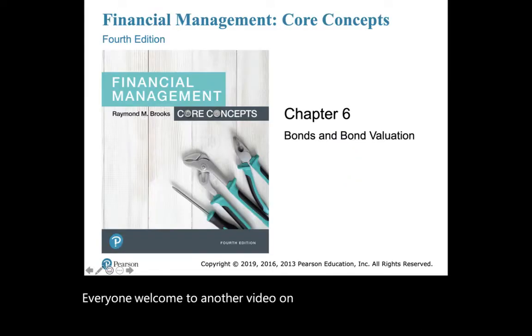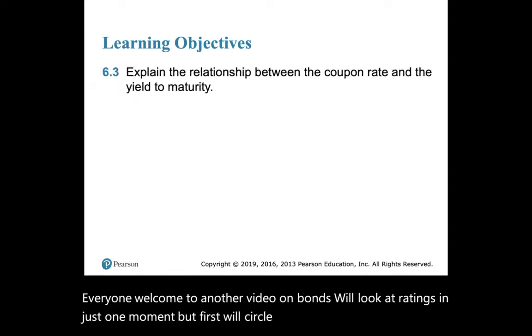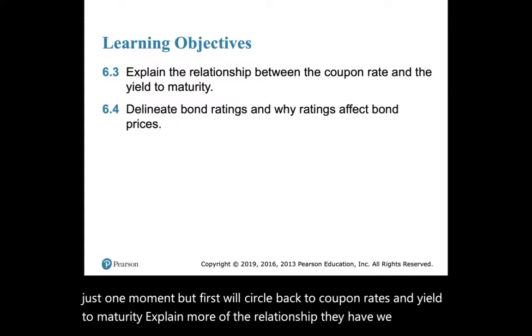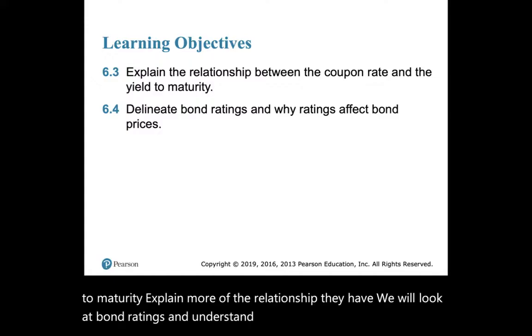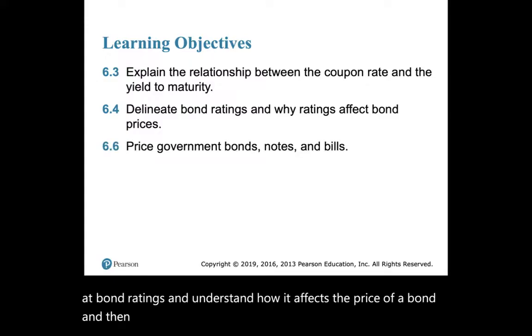We'll look at ratings in just one moment, but first we'll circle back to coupon rates and yield to maturity, explain more of the relationship they have. We will look at bond ratings and understand how it affects the price of a bond. And then finally, we will be pricing some government bonds, notes, and bills.